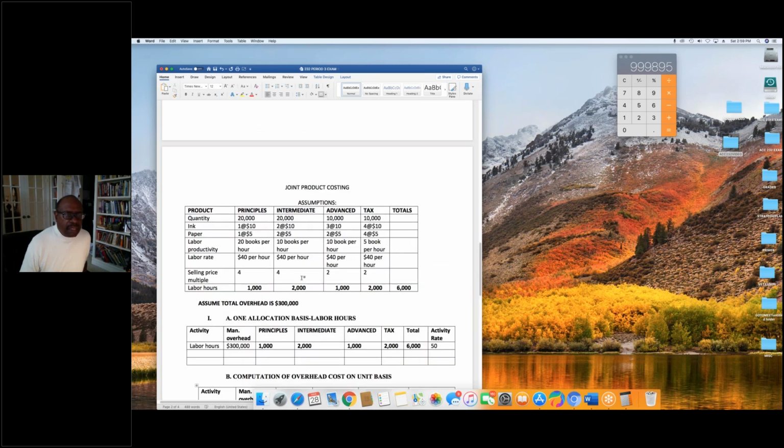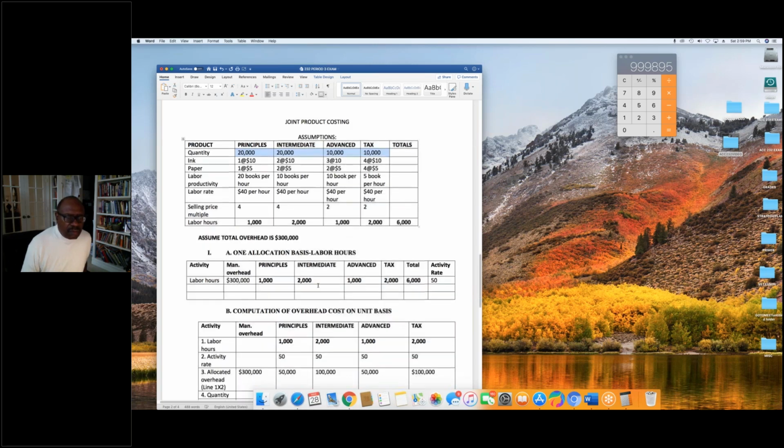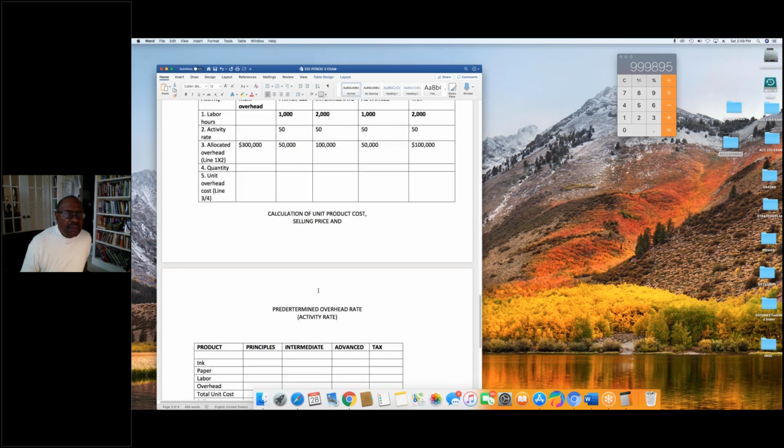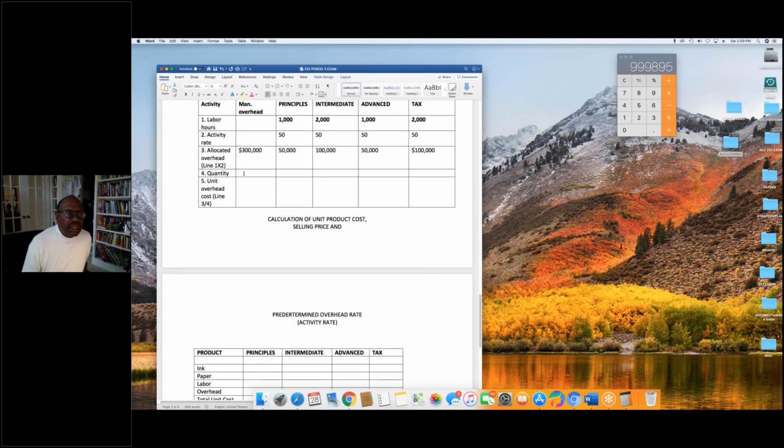Now we go up here and get our quantities that we're making. So I'm going to drag quantities. Let me undo that. Okay, so we got our quantities where we need them now.